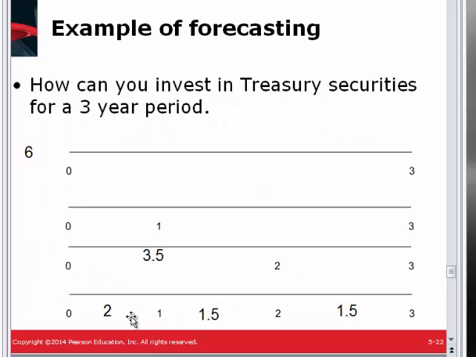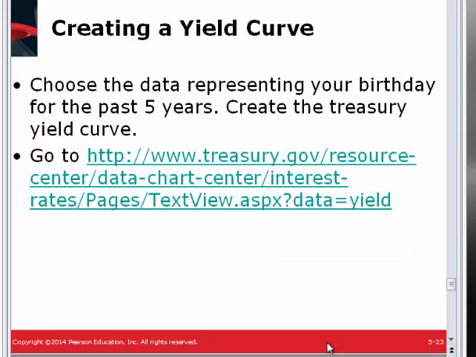This is risk-free interest each year for the next 3 years. What if this wasn't a risky asset though? Maybe we know that the typical risk premium on stock is 7%. So we would say that this is 9, this is 8.5, and that's 8.5. So we can adjust this forecasting for the riskiness of the investments that we're looking at.